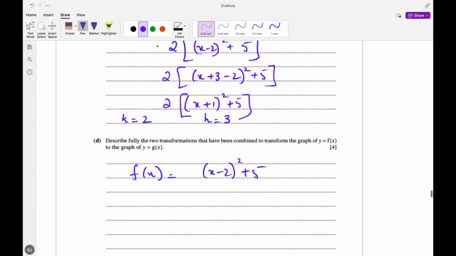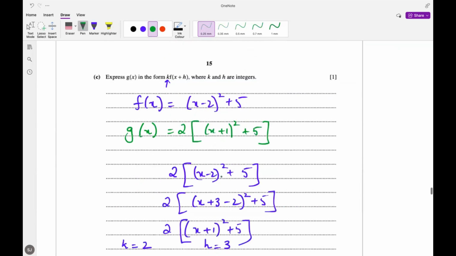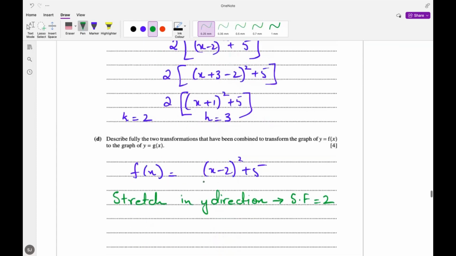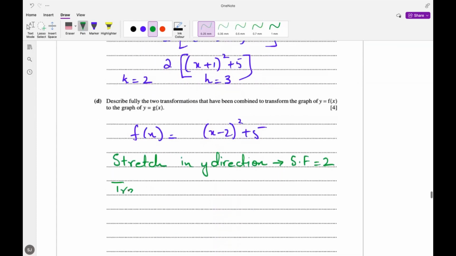So we multiplied the function by 2, which means that there was a stretch in the y direction first, as we have multiplied the whole function by 2. So this will be a stretch in the y direction, and the scale factor will be equal to 2. And as we added 3 to x, it means that there was a translation, and the translation vector will be (3, 0), as the graph was only moved positive 3 units in the x direction.